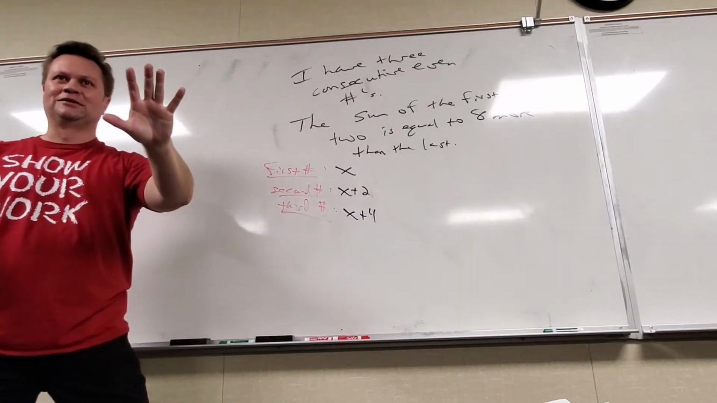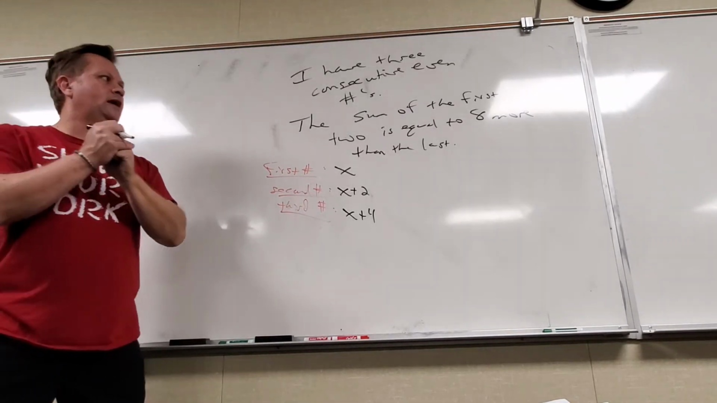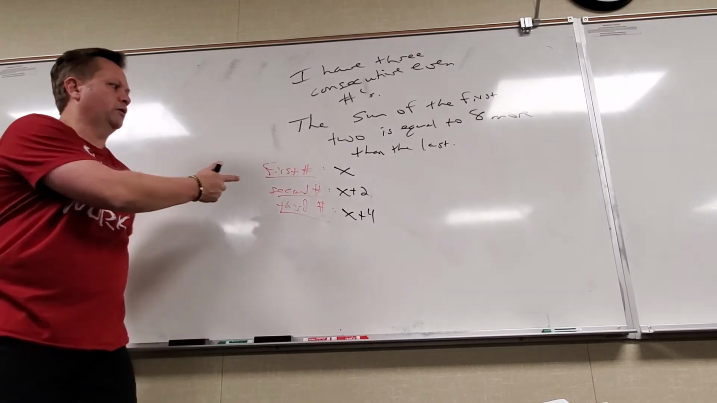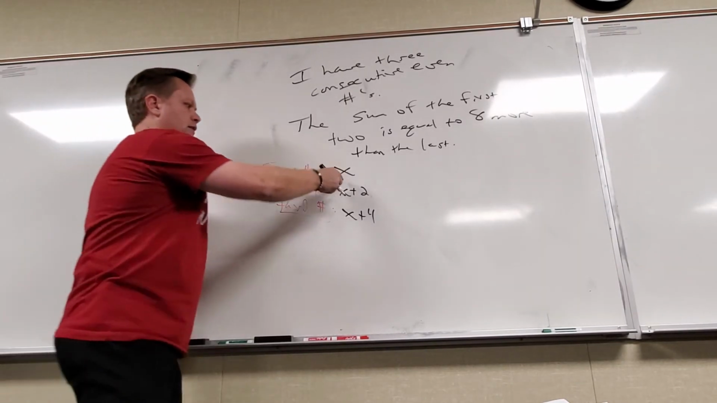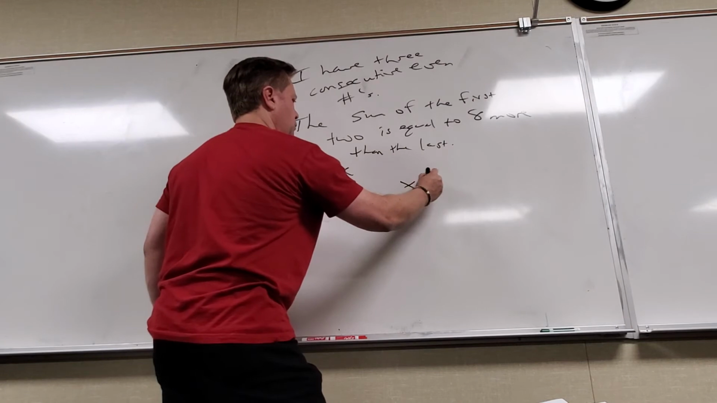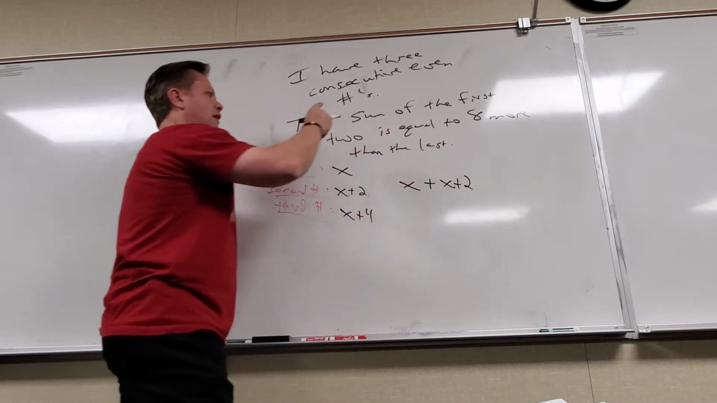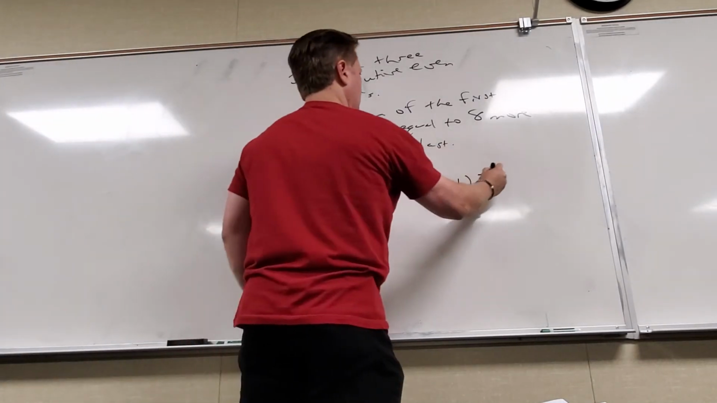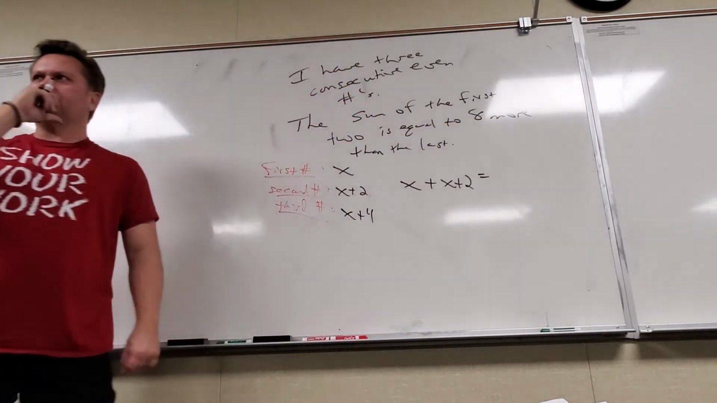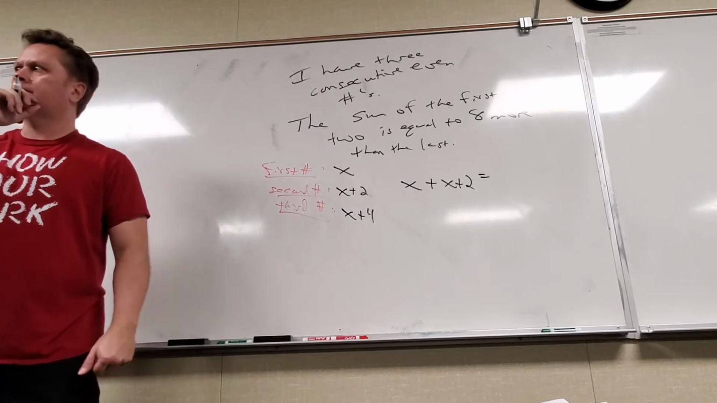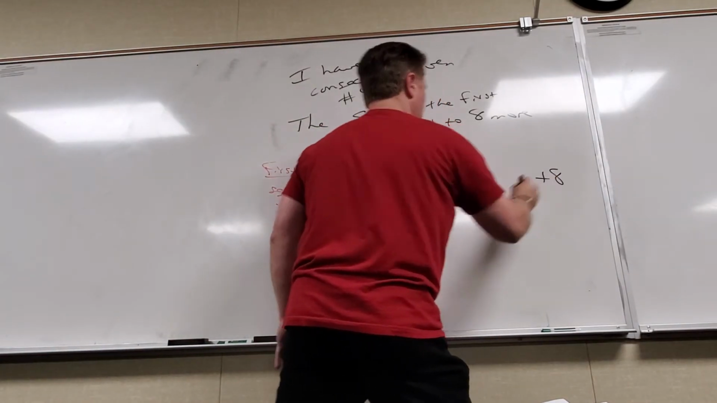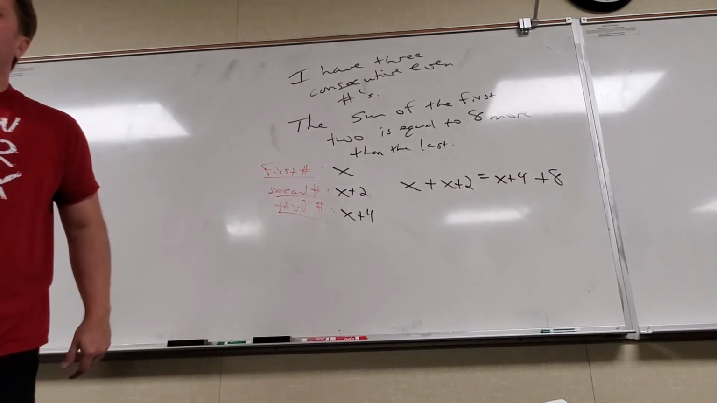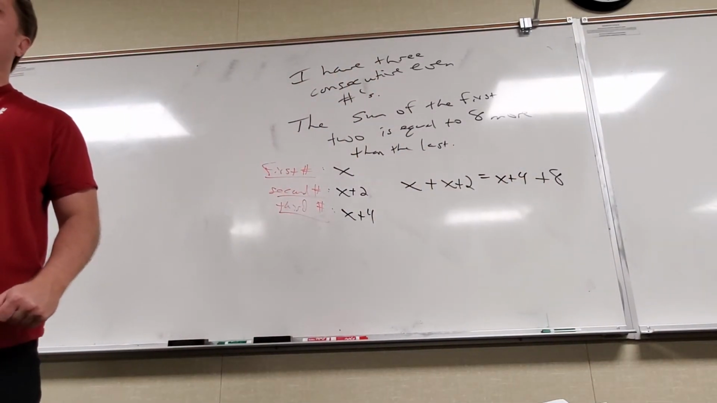All right, let me see if I can get you. What does this say? The sum of the first 2. So what are the first 2? X and X plus 2. The sum of the first 2, this one and that one, is equal to 8 more than the last one. Yes, 8 more than the last one. You're not used to it, but it isn't that insane.